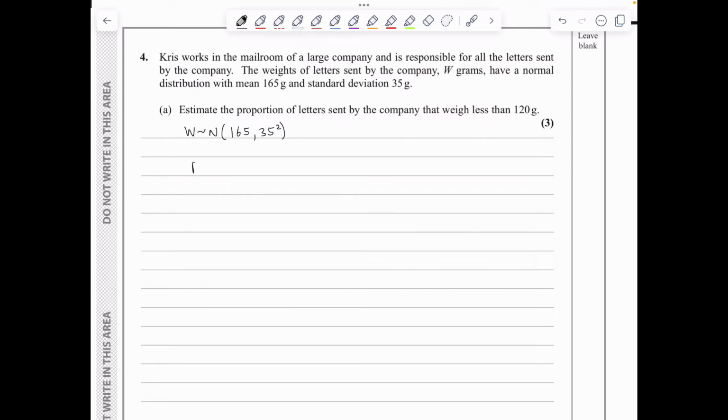We're trying to determine the probability of W being less than 120, and I will be using standardization. So it's the probability of Z less than 120 minus the 165 over the 35. Remember, we are subtracting the mean, dividing by the standard deviation. This gives me the probability of Z less than minus 1.29, which can be written as 1 minus the probability of Z less than 1.29.